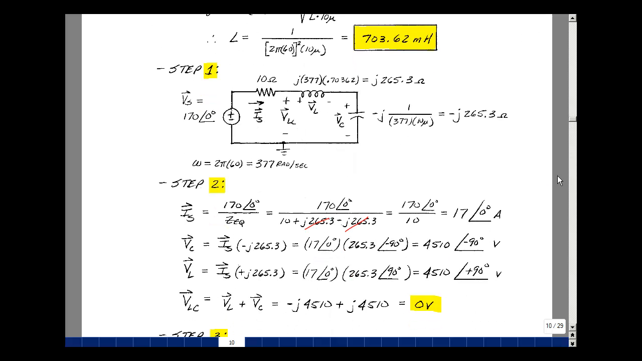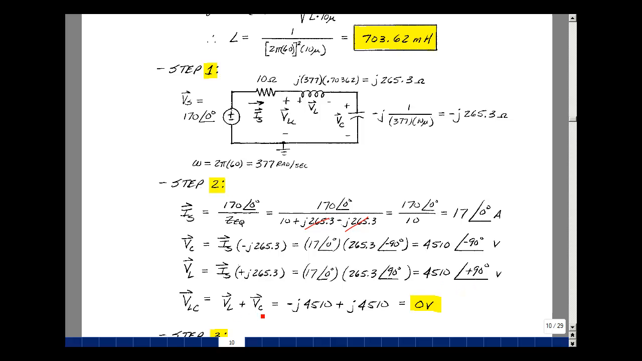The current's going to flow in the inductance and the capacitance, so we can calculate their voltage drops by just Ohm's law. So for the capacitor, we've got minus j 265.3 for the impedance times the current. The current was 17 at angle 0. Of course, this is 265.3 at angle minus 90. That's going to give me 4,510 volts at angle minus 90. For the inductor, I've got I sub S times j omega L. That's 17 at angle 0 times 265.3 at angle 90. And that too is 4,510 volts at angle 90 degrees.